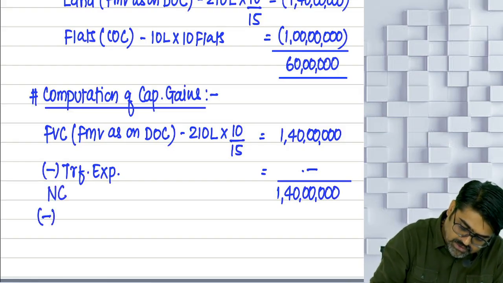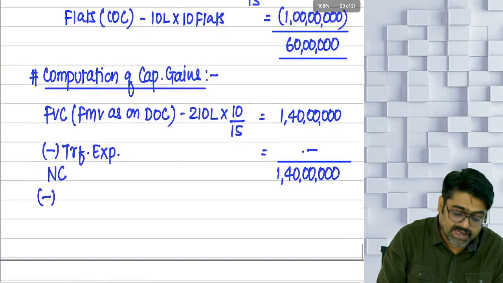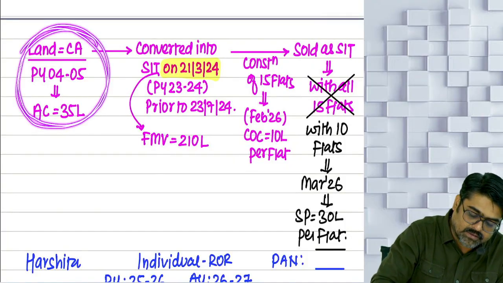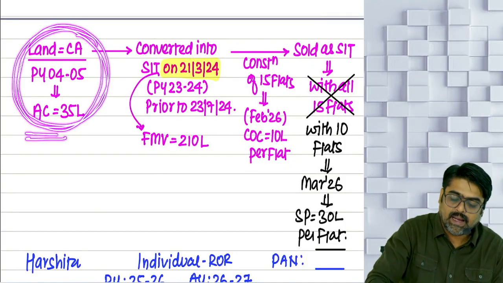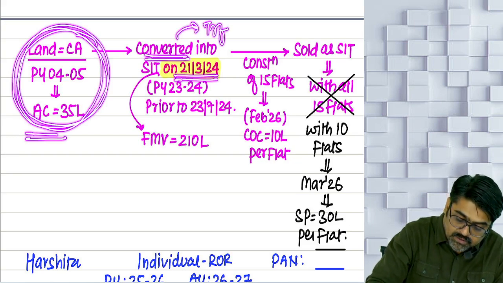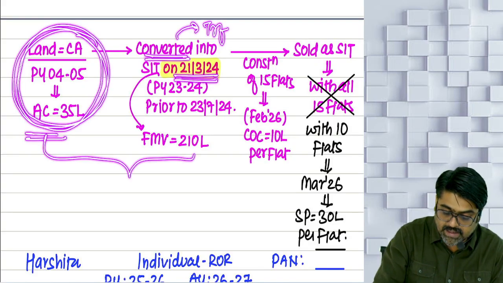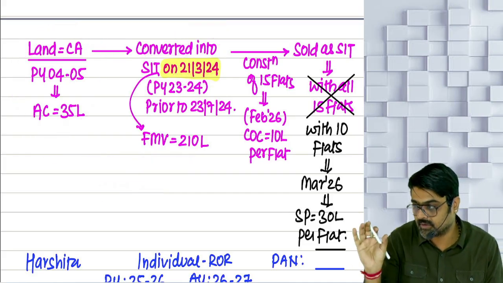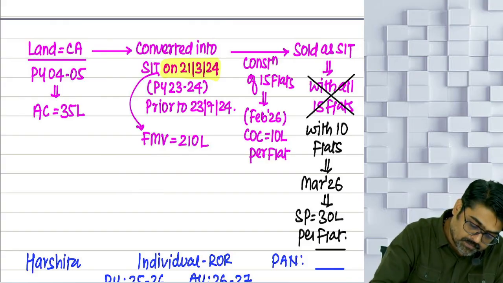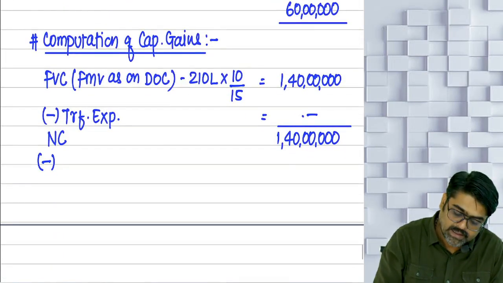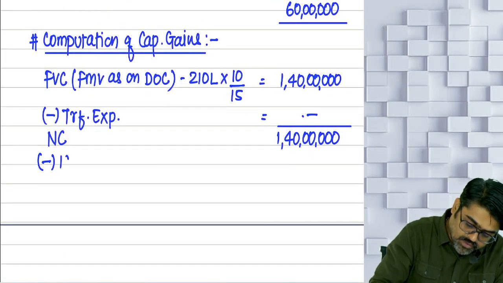Minus cost of acquisition or index cost of acquisition? Why index cost? Because the capital asset was purchased prior to 23rd July 2024 and it is converted, meaning transferred, prior to 23rd July 2024. Period of holding is more than 24 months. Hence the asset is long term, and if asset is long term and transferred prior to 23rd July 24, I will do the indexation also. Yes or no?